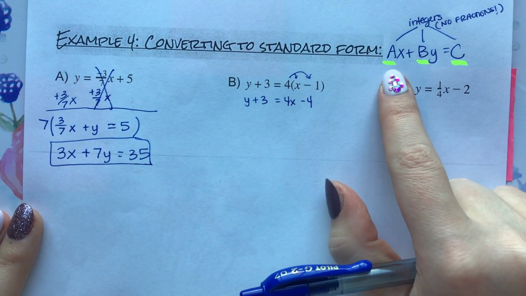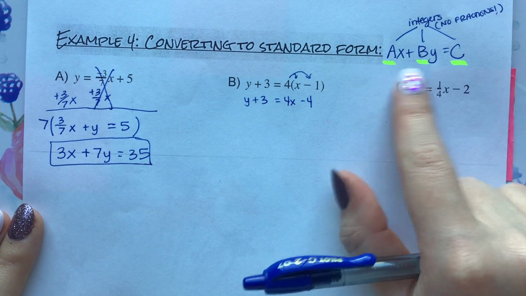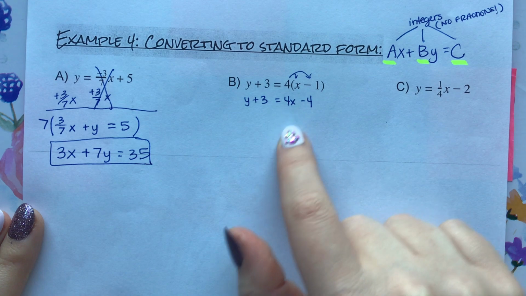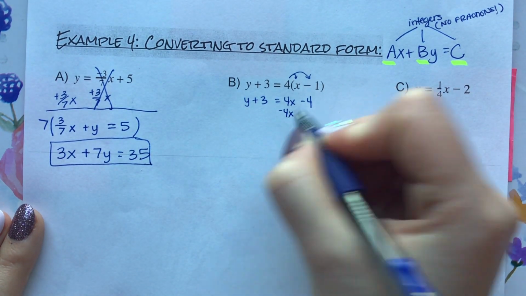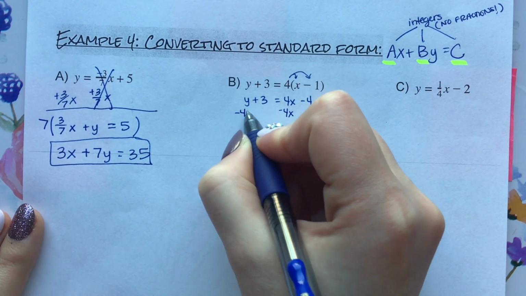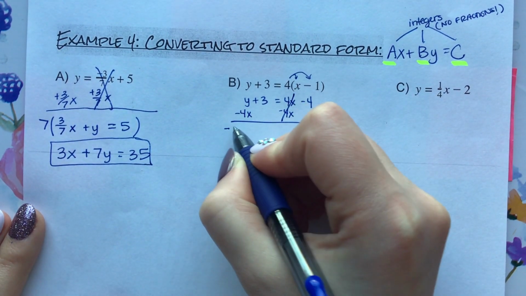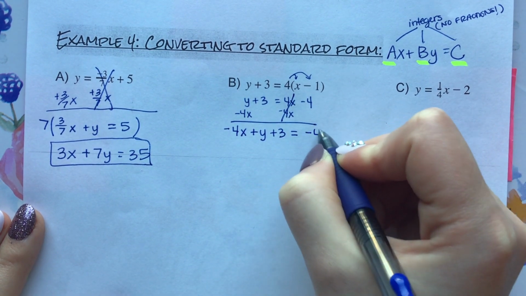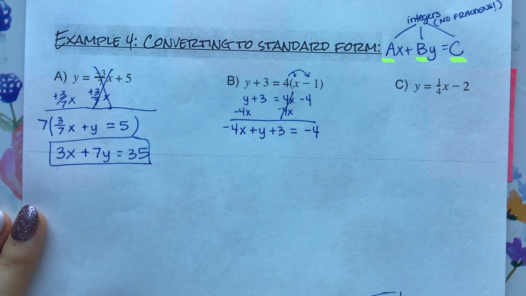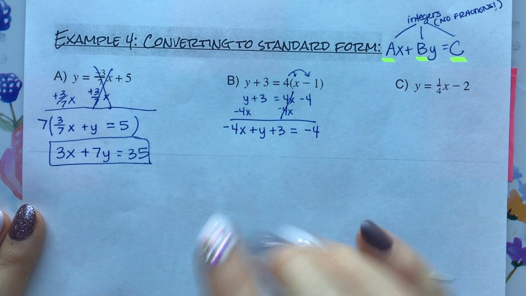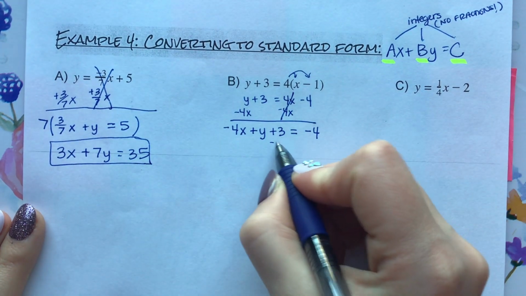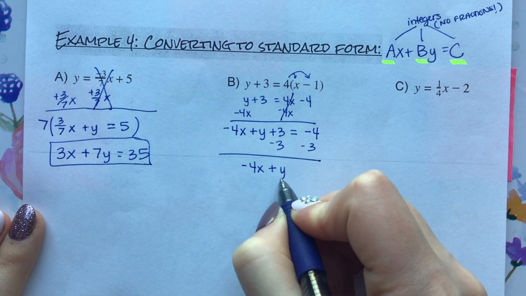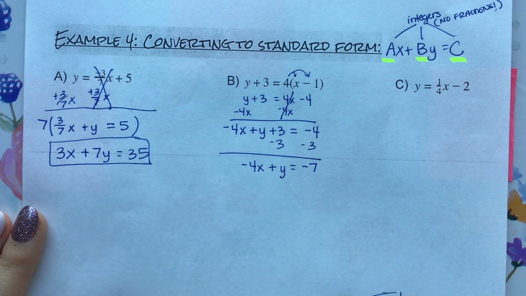Now I'm always referencing back to this. I want it to be in this formula, or in this setup. So I need to get these x's to the other side. I'm going to subtract 4x from the left and from the right. And that gets me negative 4x plus y plus 3 is equal to negative 4. I also want all of my plain numbers on the right side, so I need to subtract 3 from left and right. And now I have negative 4x plus y is equal to negative 7.